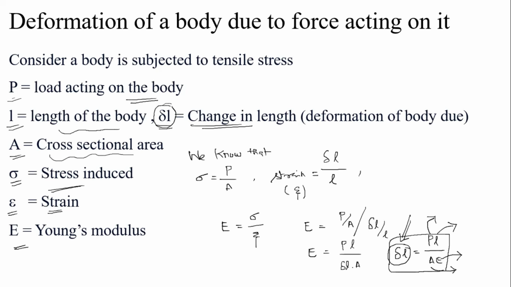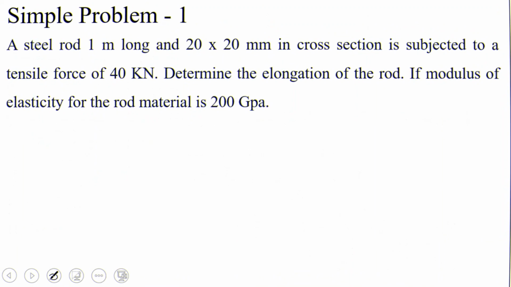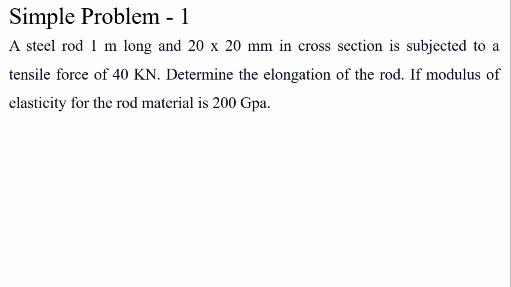Now let us solve a simple problem. Let me read the problem first. A steel rod 1 meter long and 20 into 20 mm in cross section is subjected to a tensile force of 40 kilonewton. Determine the elongation of the rod. If the modulus of elasticity for the rod material is 200 gigapascal.